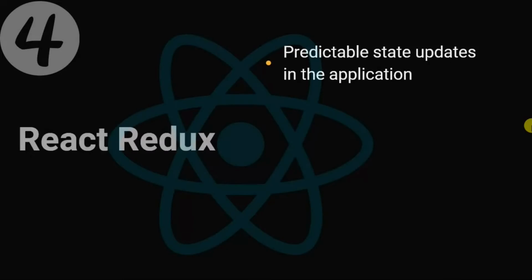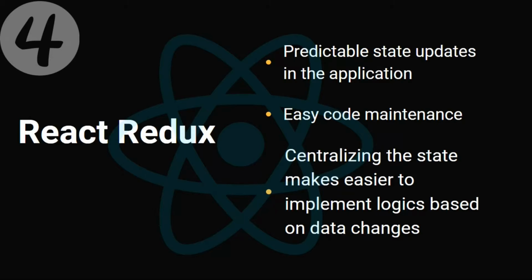React Redux is the 4th tip. React Redux allows for predictable state updates in the application and simplifies code maintenance. Since we have a centralized state in the application, it is simpler to implement logic based on the data changes.